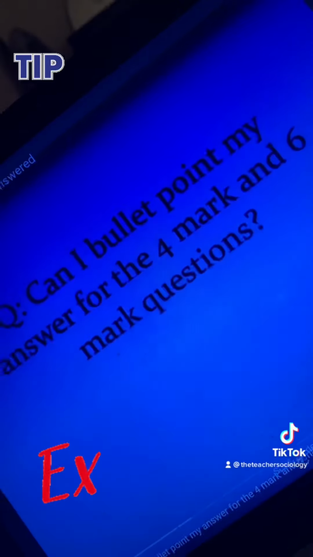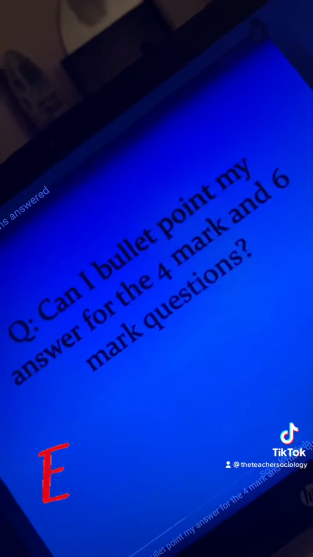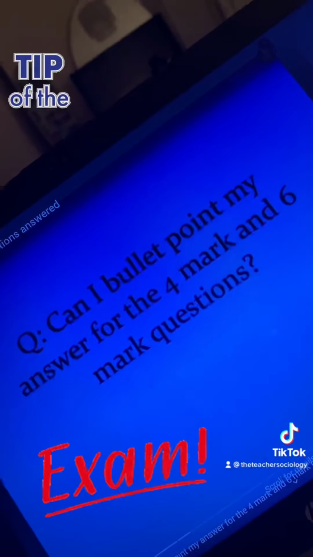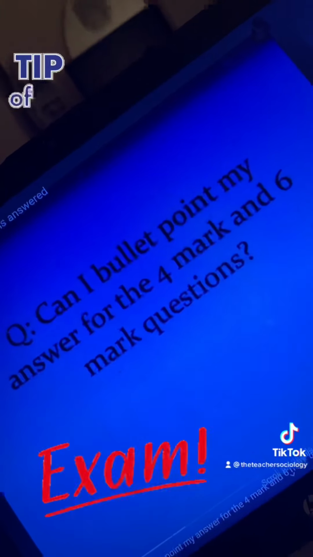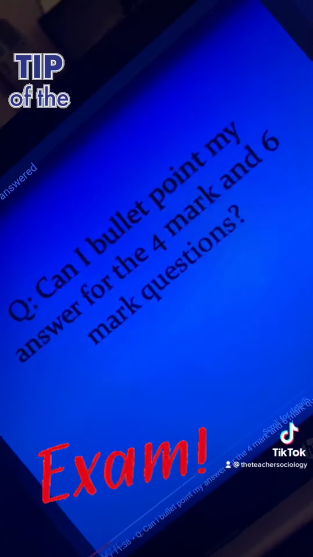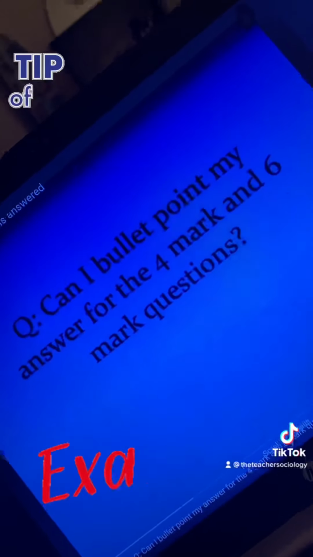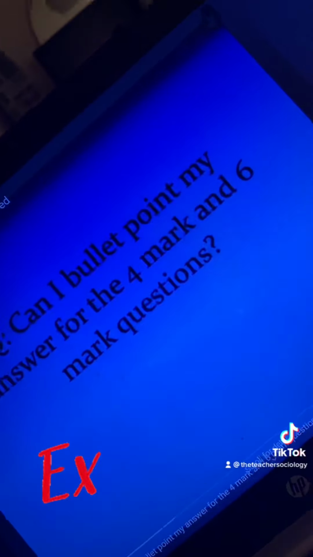Okay. Can I bullet point for the 4 and 6 mark? Well, not necessarily bullet point, but writing full sentences. New point, new line is really good advice because it makes it really easy for an examiner to read how many points you've made. And if you can put an extra one, they will mark all the ones that are right, but don't go over the time limit. 15 minutes maximum for a 4 mark and 6 mark combined.